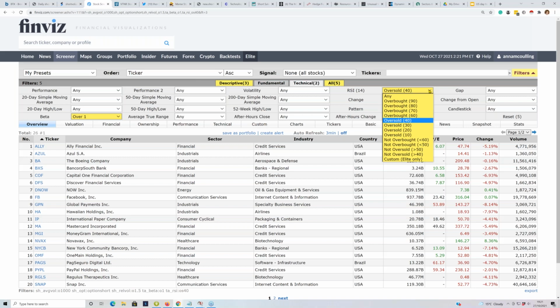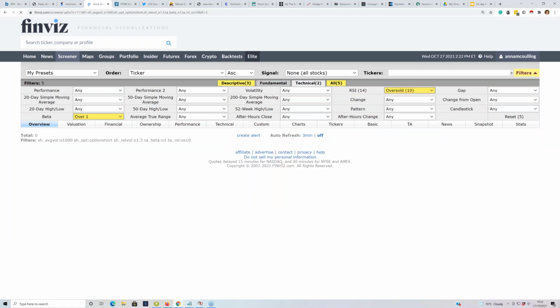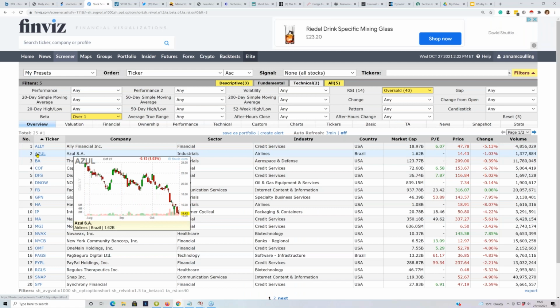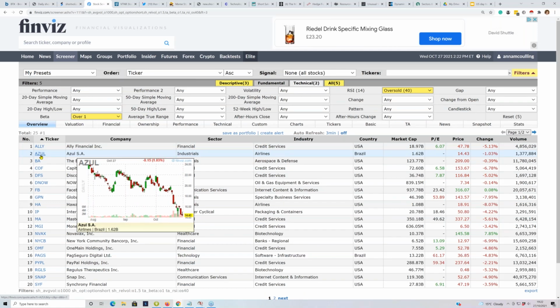So if you know from your filter that a particular chart is approaching an oversold state, as I've put up here, which is 40, and in fact I could go all the way to 10, but I don't think I've got anything at 10. Nothing is that oversold at the moment. So let's see at 20. No, I couldn't get anything at 20, so I stuck to 40. And at 40, I actually got quite a few charts.